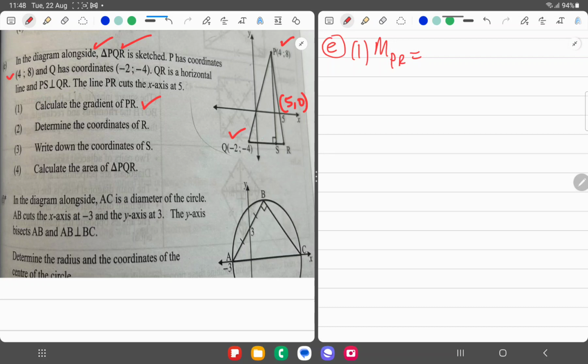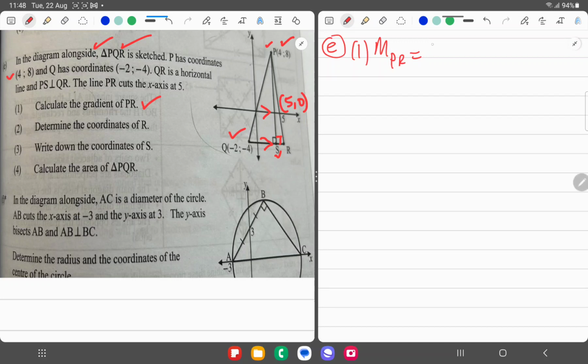So if QR is a horizontal line, that means QR is parallel to the x-axis, because the x-axis is also horizontal. And PS is perpendicular to QR, so that angle is 90 degrees there. The line PR cuts the x-axis at 5, so the coordinates are (5, 0), as shown there on the line PR. Right, so we want to find the gradient of PR.